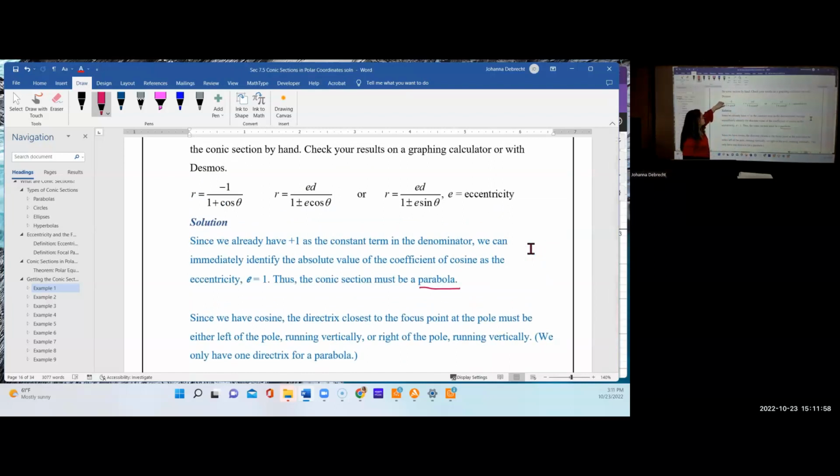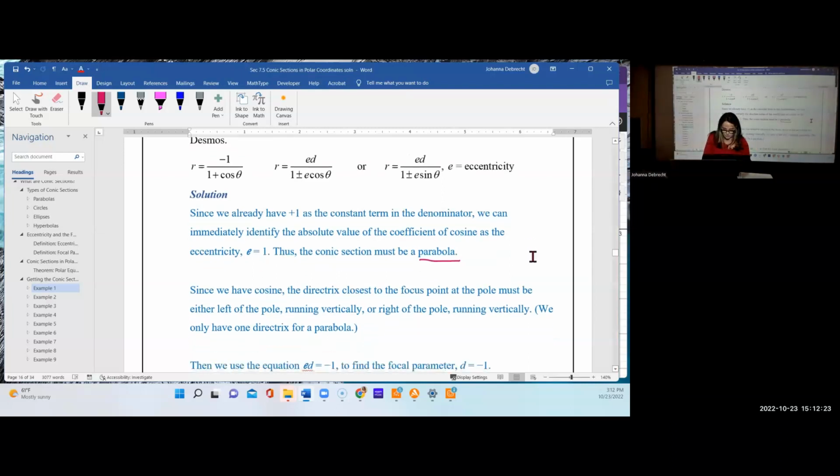Or you can simply start from when you have a +1 here, and compare these two signs. If they're different, then it will be on the negative side. If they're the same, it will be on the positive side. These are different, so I know it's going to be on the negative side. Cosine is going to be left or right of the pole, and because it's negative, it's got to be to the left of the pole.